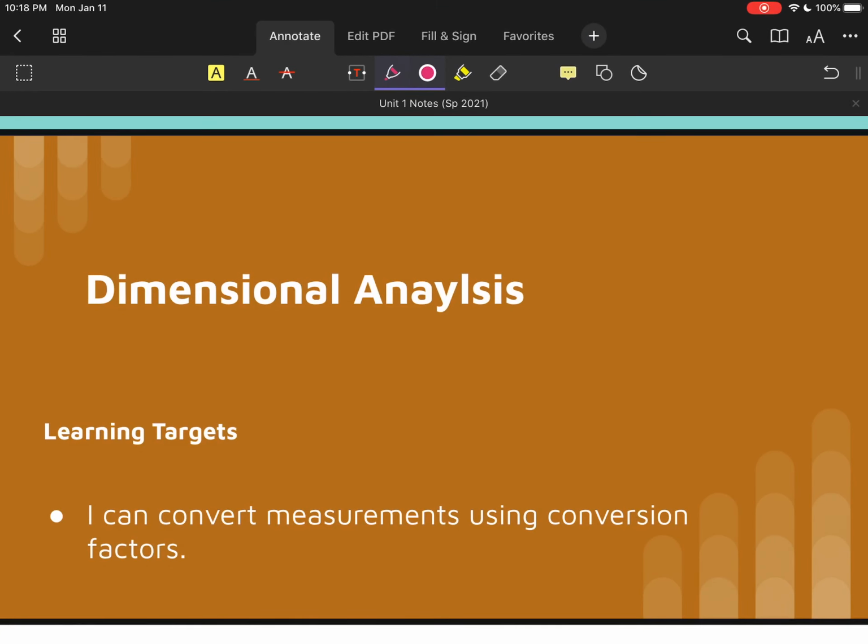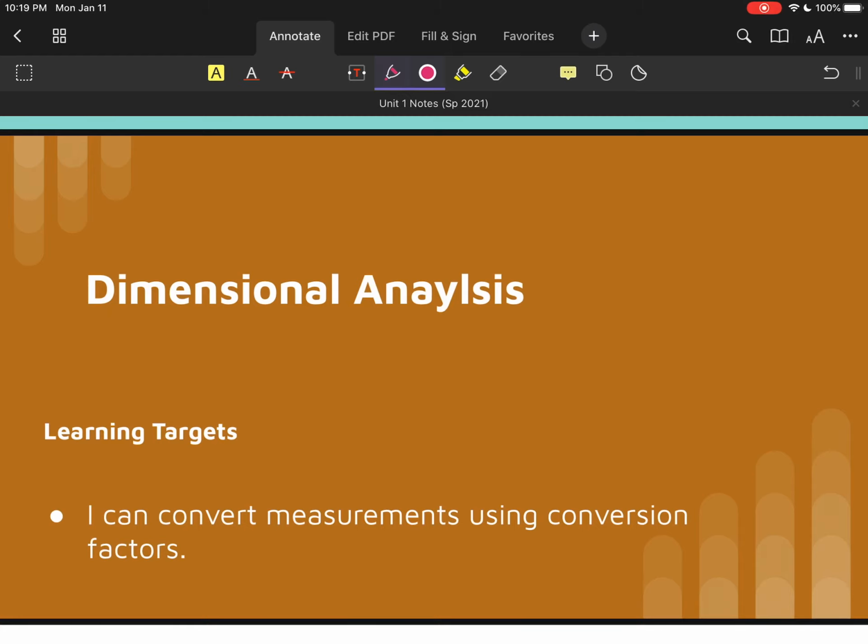Okay, during this lesson, we're going to talk about something called dimensional analysis. This is just a math skill that you probably already do in your head a lot of times, but we're just going to go through and write out the steps because we will possibly have to do it in the future in this class. It's just another way to convert measurements.